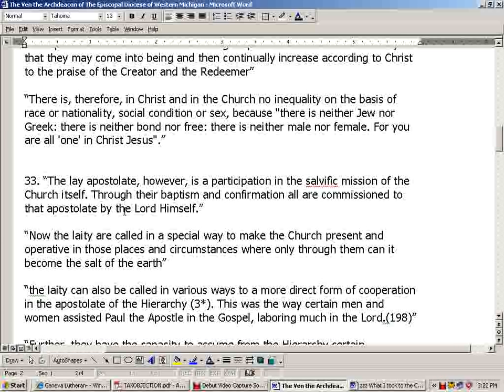Now the laity are called in a special way to make the church present and operative in those places and circumstances where only through them can it become the salt of the earth. There ain't enough priests, right? We are in the world. We're the ones going through this. If we want to solve it, there is a way.